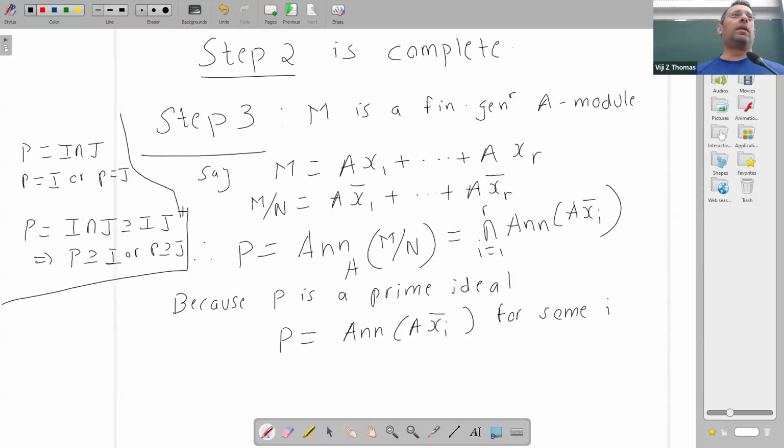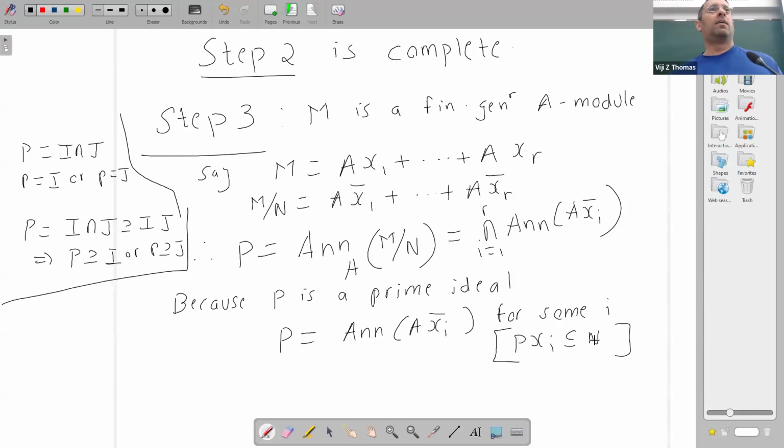Now, what does this mean in terms of elements? I just want to make an observation. See, Xi bar means what? Xi plus N. N, not M. Xi plus N. So P times Xi will go where? You have to observe that P times Xi will land in N. P times Xi is contained in N.